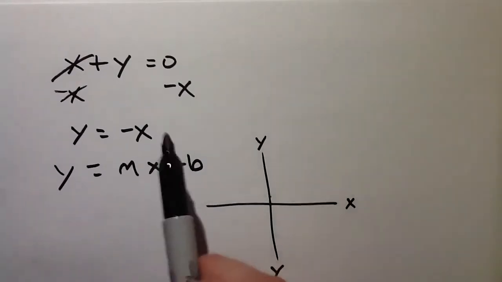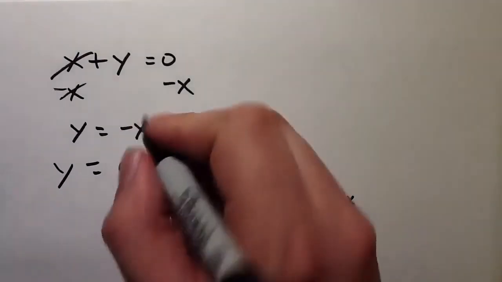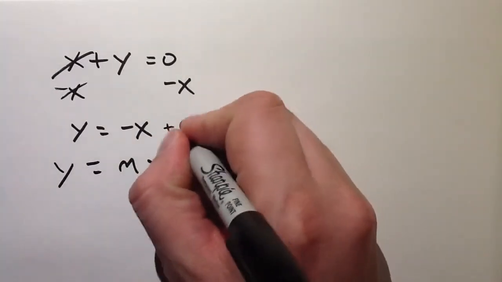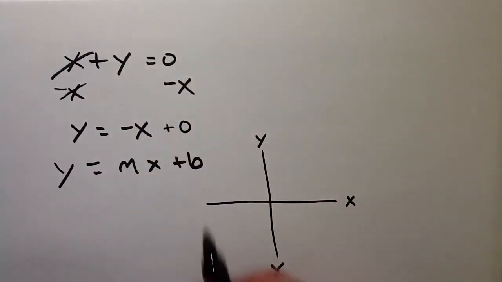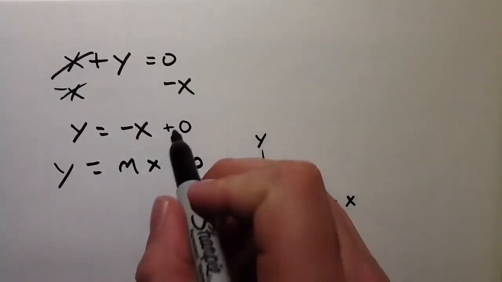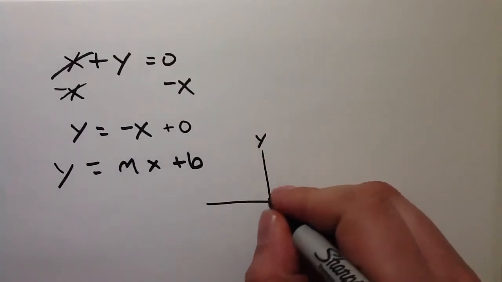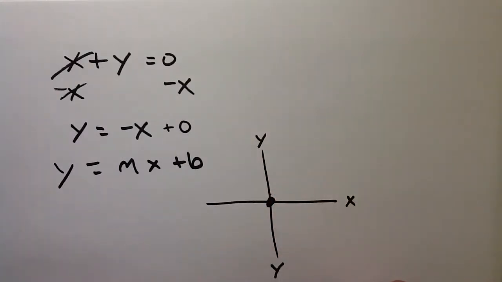So here, it doesn't look like we have a b. When this happens, we can just assume the b is 0, because when I add 0 to an equation, I don't actually do anything to the equation. So the b in our case is just 0. To plot 0 on the y-axis, I just put a point here right at the origin.